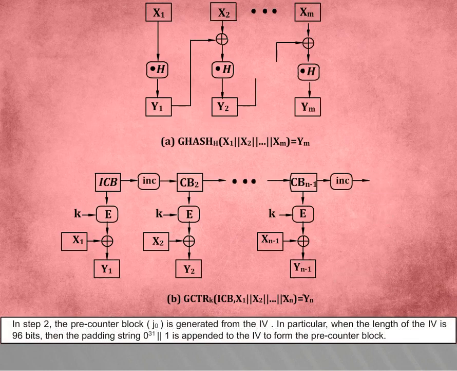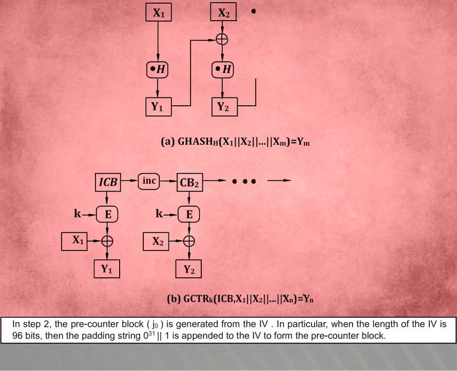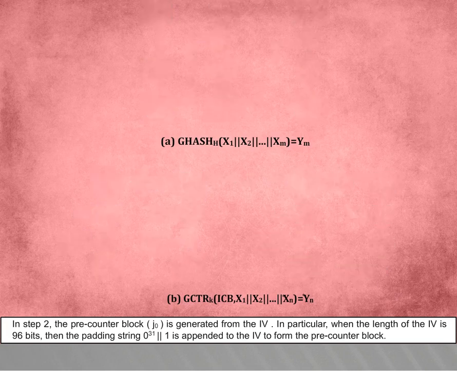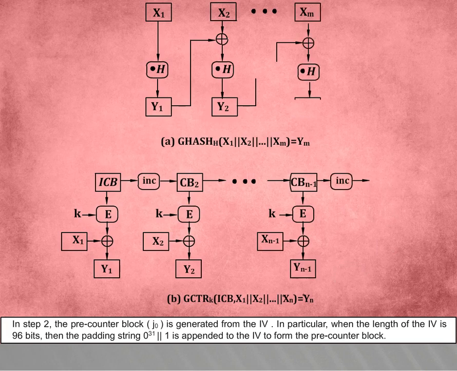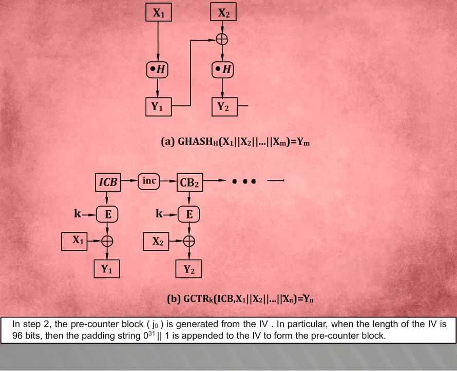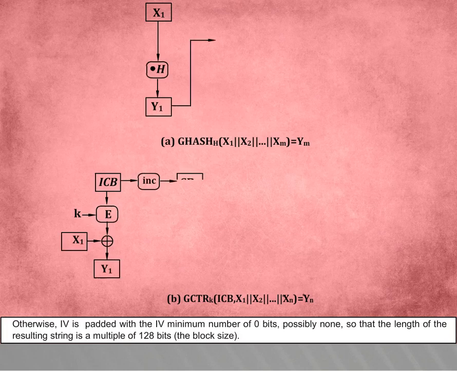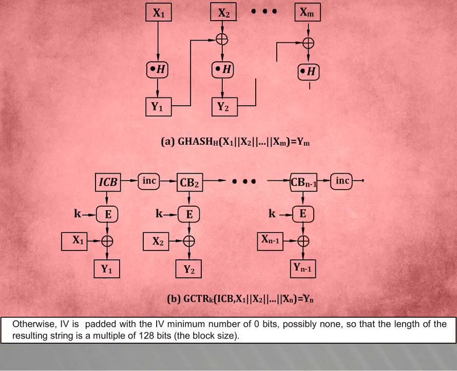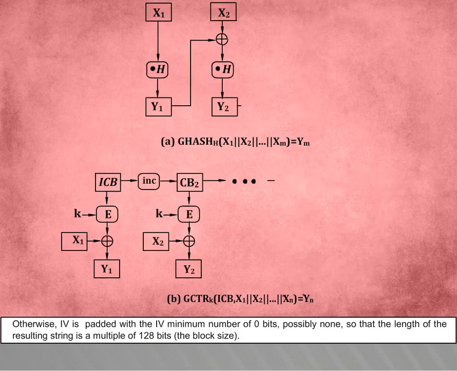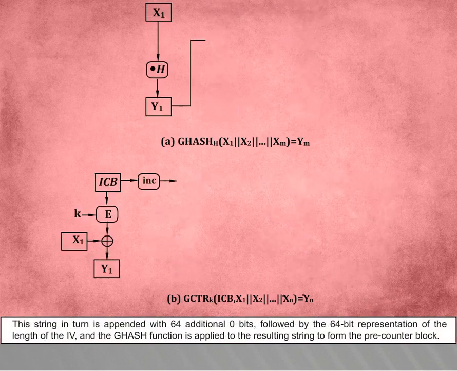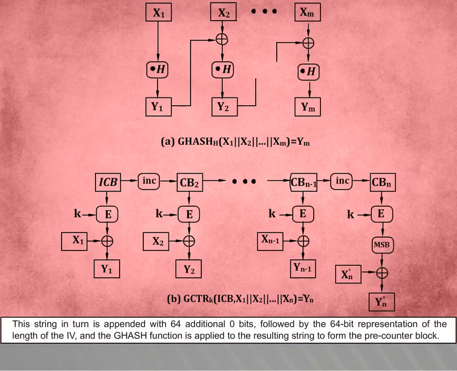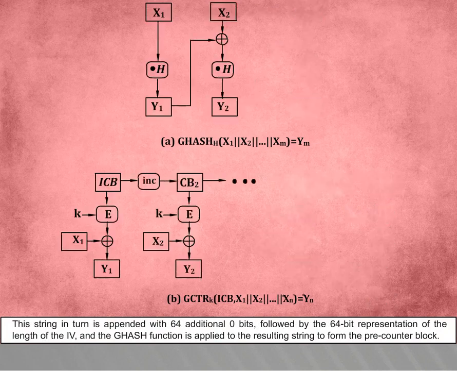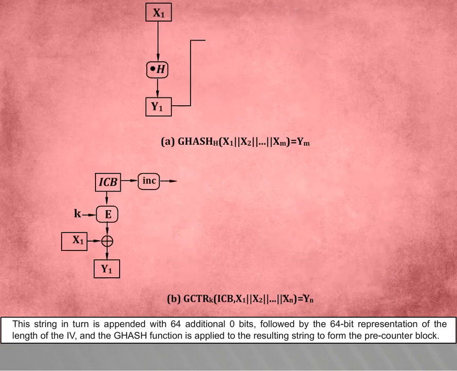In step 1, the hash key is generated by encrypting a block of all zeros with a secret key. In step 2, the pre-counter block J0 is generated from the IV. In particular, when the length of the IV is 96 bits, then the padding string 0^31 || 1 is appended to the IV to form the pre-counter block. Otherwise, the IV is padded with the minimum number of 0 bits, possibly none, so that the length of the resulting string is a multiple of 128 bits, the block size. This string, in turn, is appended with 64 additional 0 bits, followed by the 64-bit representation of the length of the IV, and the GHASH function is applied to the resulting string to form the pre-counter block.